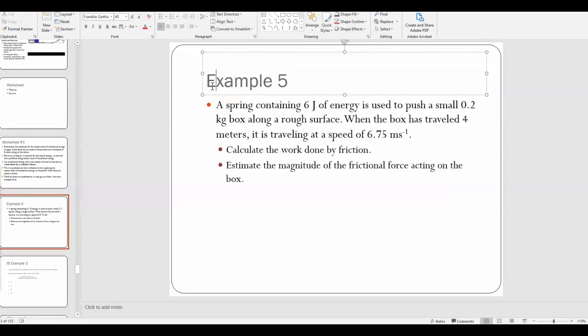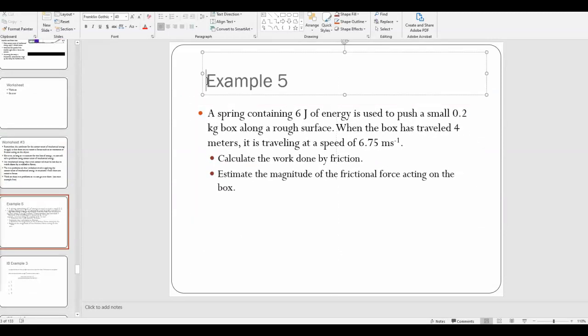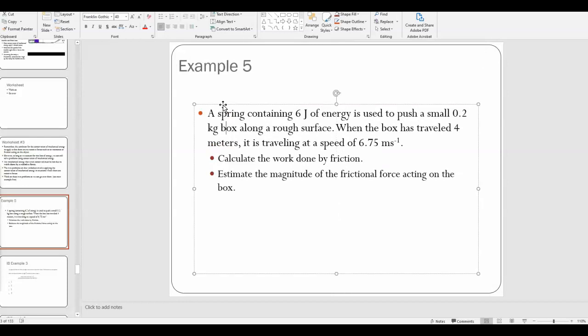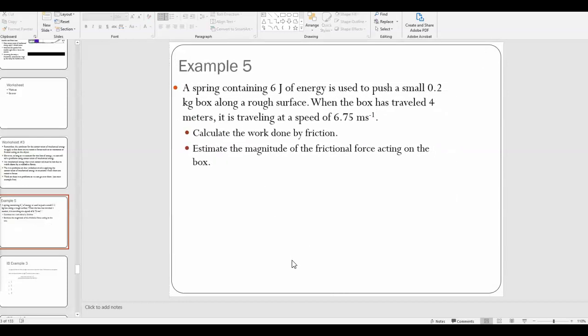Okay, so this is the last example in this unit. Let's see what this looks like. Okay, so example 5. It says a spring containing 6 joules of energy, of course, that's spring potential energy, is used to push a small 0.2 kilogram box along a rough surface. When the box has traveled 4 meters, it is traveling at a speed of 6.75 meters per second.